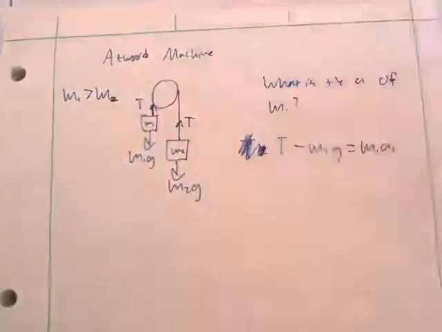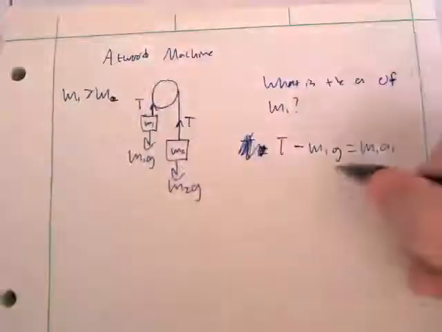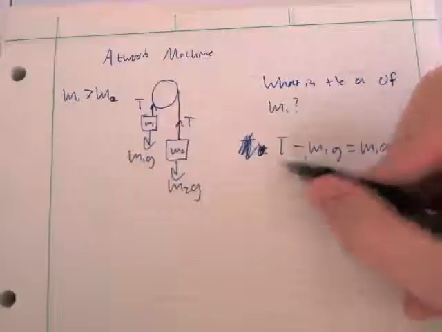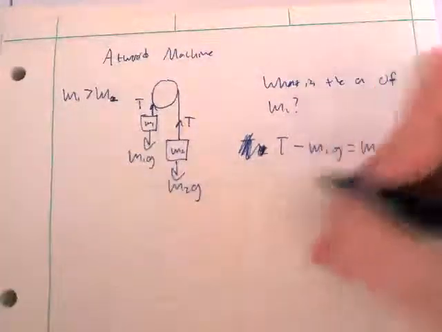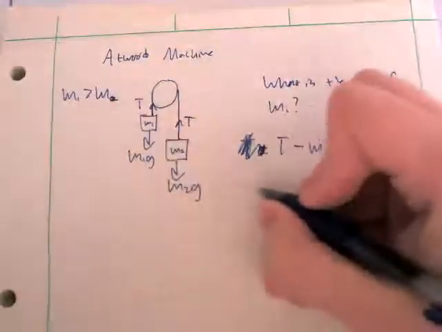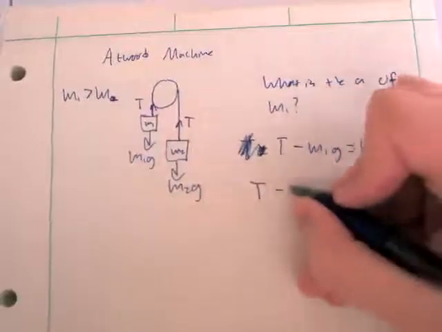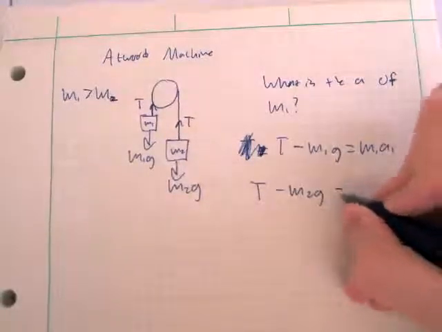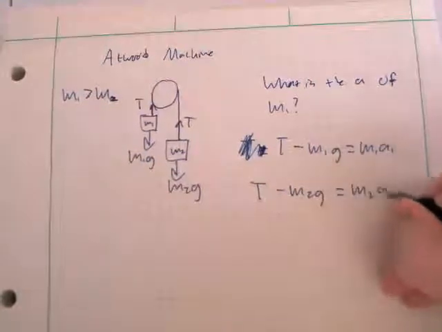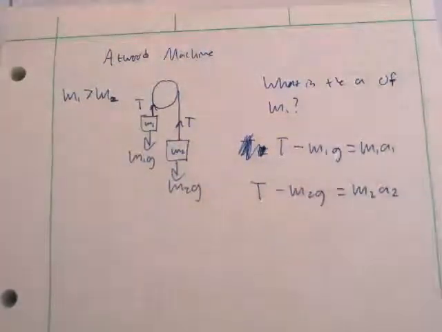We know that has to be true. Tension's pulling up, and I'm going to put up as positive. Gravity is pulling it down. So we have our net force here: two individual forces equal to my mass times acceleration. This is just Newton's second law applied to the first mass. Let's do Newton's second law applied to the second mass. I get something very similar: T minus M2g equals M2a2.